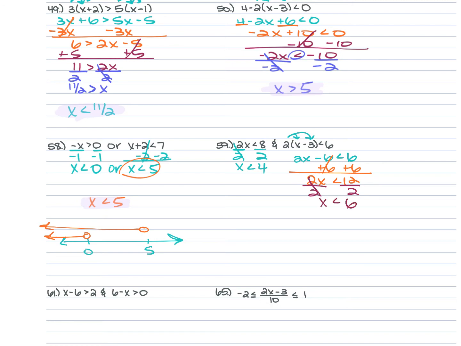Good. If it helps, draw your number line. You have a number line. You're going to have the 4. You're going to have the 6. Open circle on the 4. Sign points to the left. Line runs to the left. 6. Open circle on the 6. Sign points to the left. Line runs to the left.